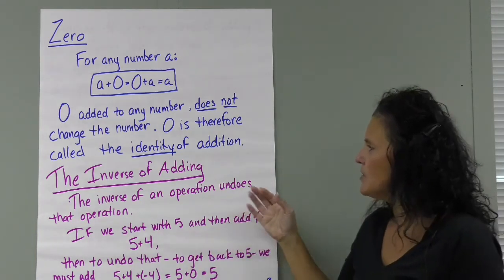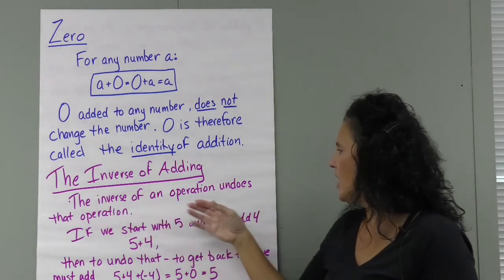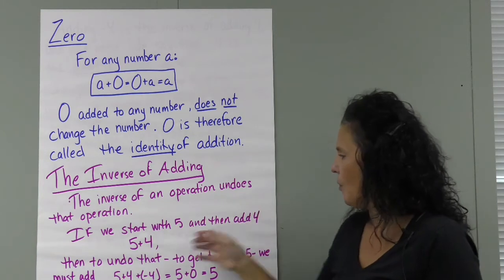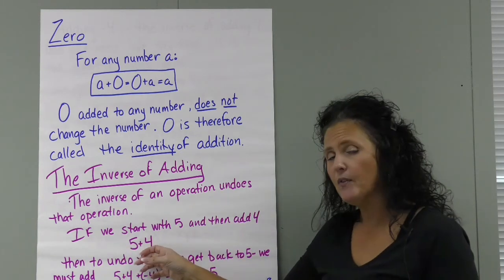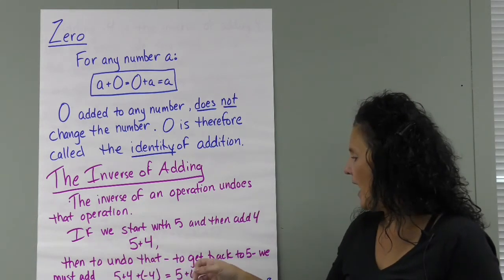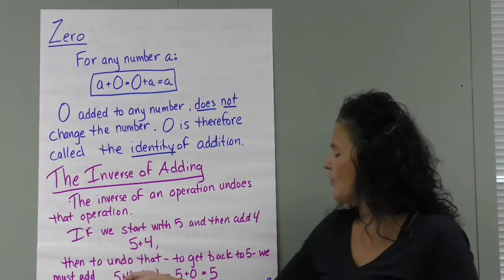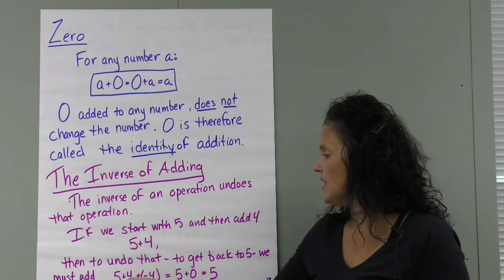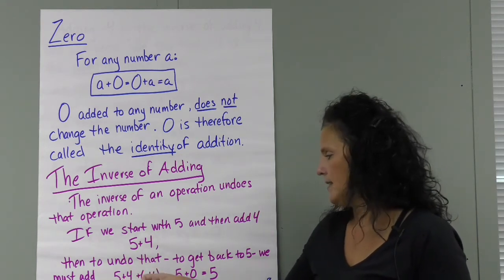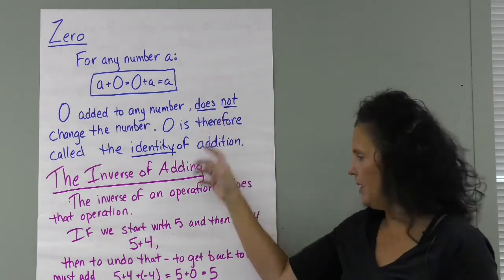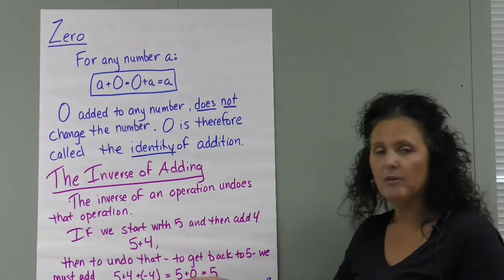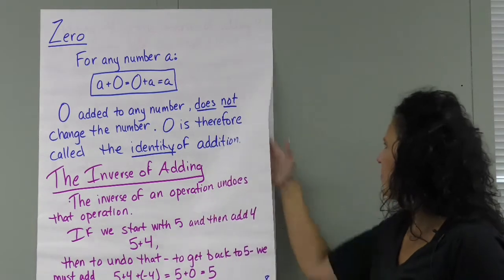And so the inverse of any operation: when we start with 5 and then we add 4, 5 plus 4, inverse means that we do the opposite. So to undo that, we have to get back to 5. If we had 5 plus 4 and we want to just get 5 by itself, we have to add negative 4 to this 4 to get 0. That's the same thing we're doing up here. So we have 5 plus 0 is equal to 5.